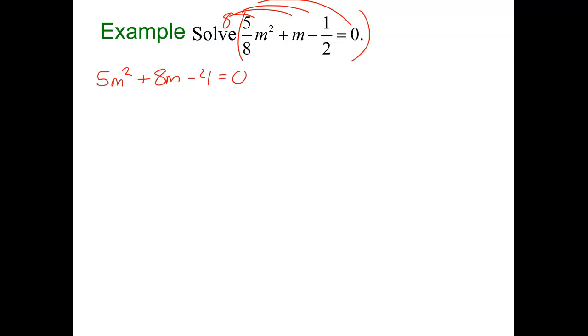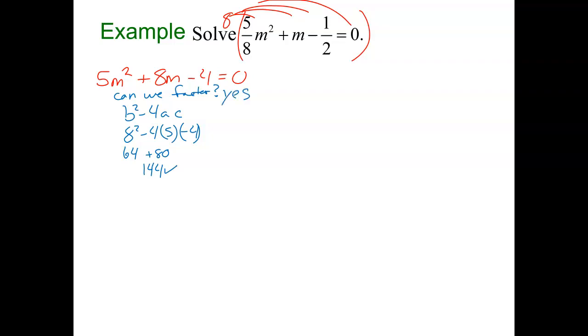So, let's see. Can we factor it? Okay. b squared minus 4ac. What's my b value? What's my a value? And c? What's 8 squared? And -4 times 5 times -4. Add those together. Can I square root that? Yeah, 12. So that means yes, I can factor.